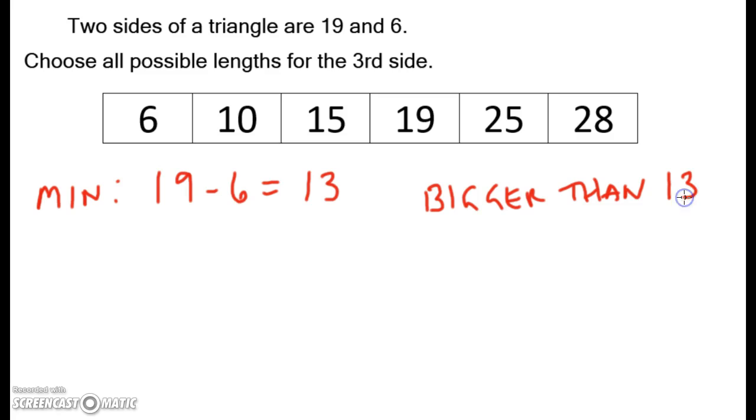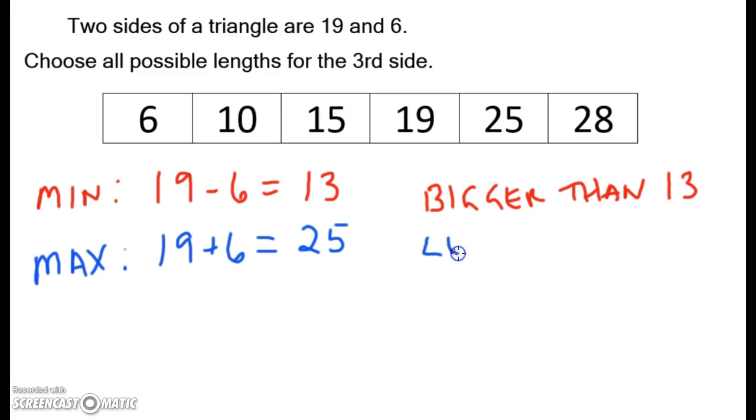All right, to get the other side, the maximum, you add your two sides together. So 19 plus 6, you get 25. It would need to be less than 25. So you may see this written like this.